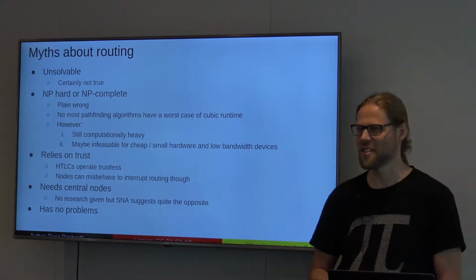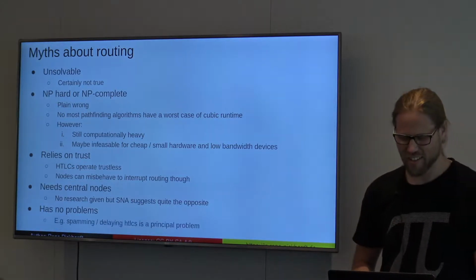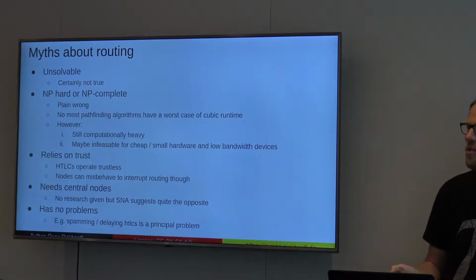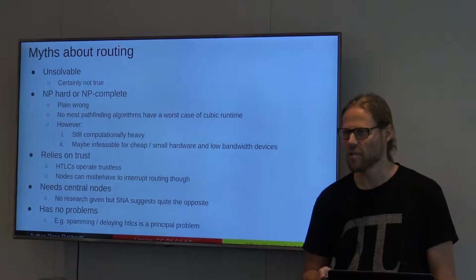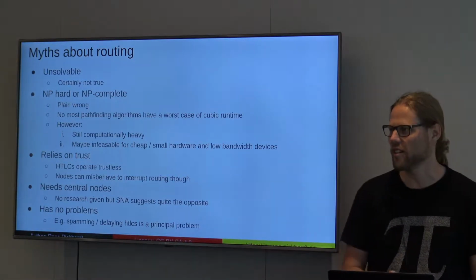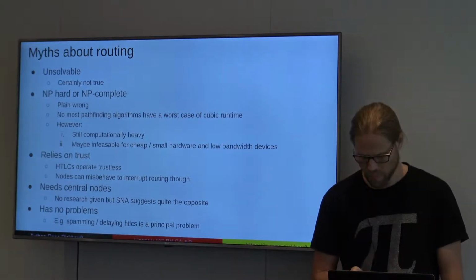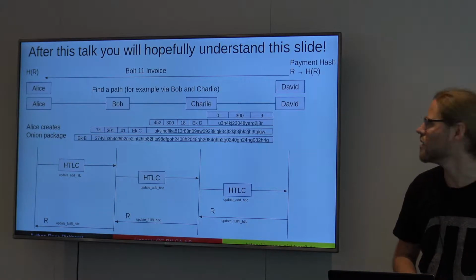And then, of course, there's the other myth coming from the Bitcoin community. It has no problems at all. I would say there's, for example, spamming and delaying of HTLCs is a principal problem that we have in the current construction of the Lightning Network. So I would say there are some problems. And another one is pathfinding that is a little bit difficult, which I will talk about tomorrow a little bit more. So after this talk, you hopefully understand this picture.